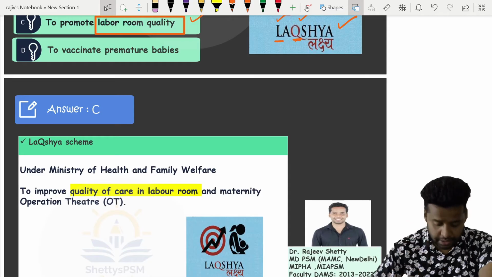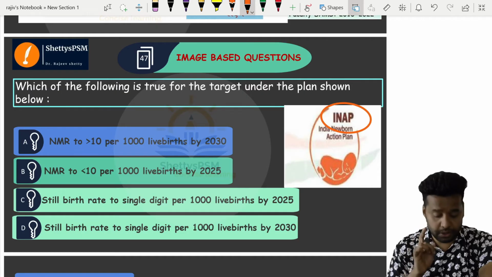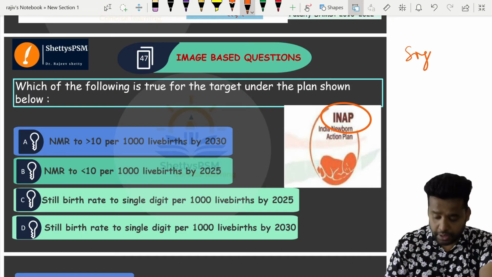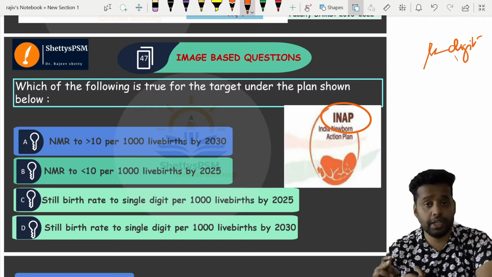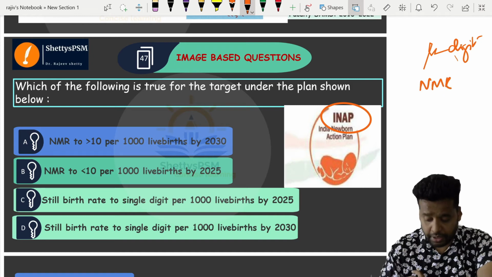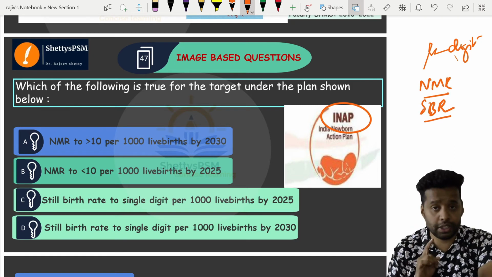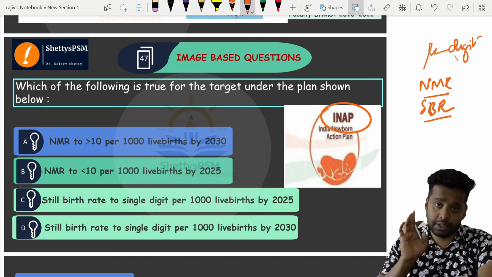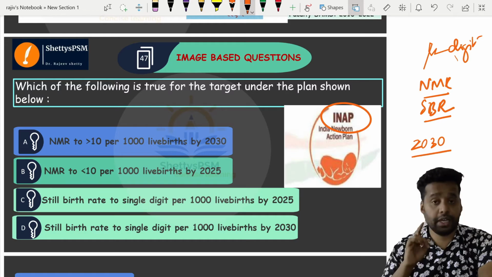That is the Lakshya scheme. Indian Newborn Action Plan, the target was the question: single digit neonatal mortality rate. Always keep this in mind. It is single digit neonatal mortality rate and also single digit stillbirth rate. So where is your answer? Single digit neonatal mortality rate or single digit stillbirth rate by the year 2030. This has to be achieved at the national level.